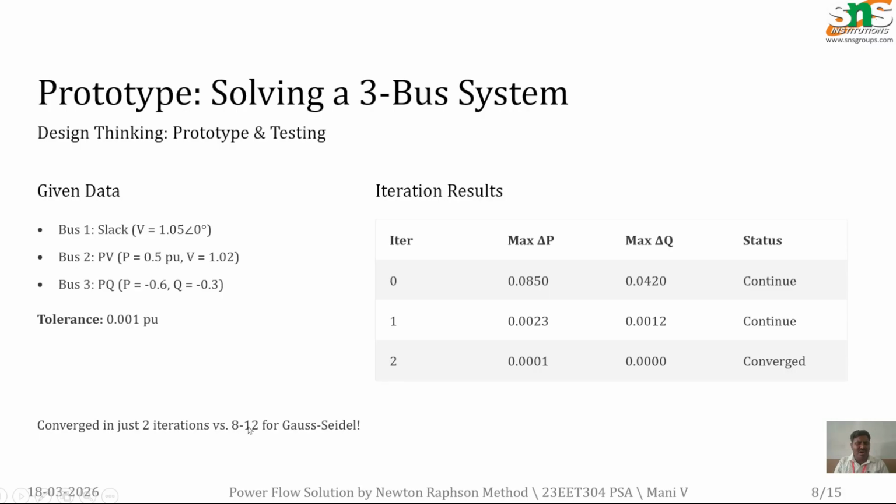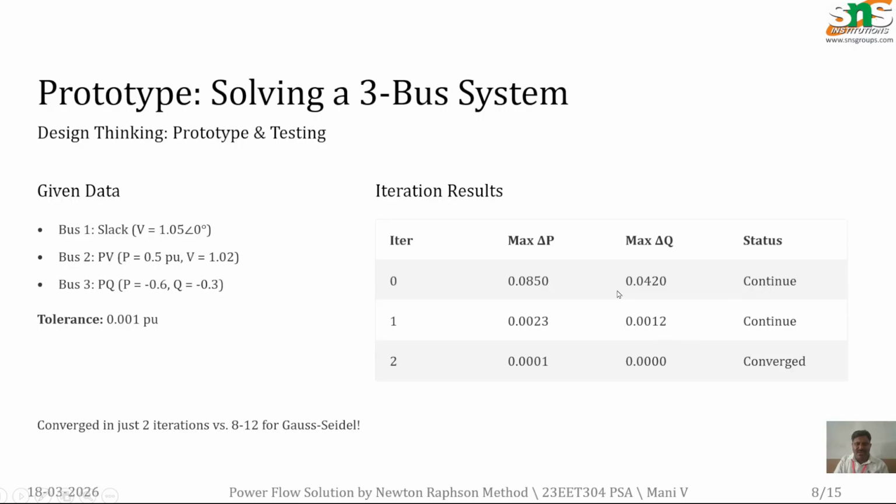If you go for Gauss-Seidel, it takes around 8 to 12. So this is an iterative result. At the 0th iteration, we are getting the maximum change in power and the maximum change in reactive power. The status is continue. So we have to go for another iteration because of the tolerance that is given. Based on the convergence criterion, we have to go for another iteration.